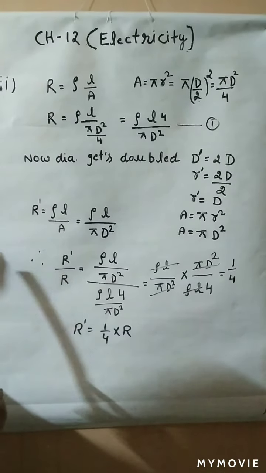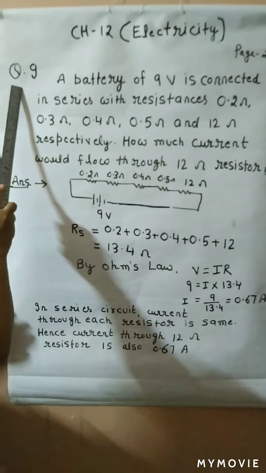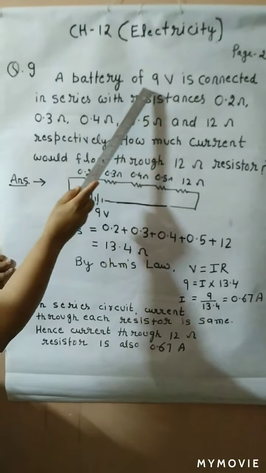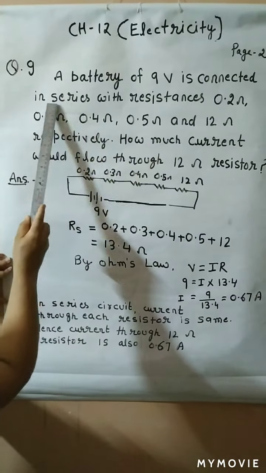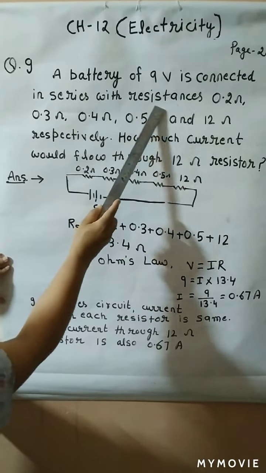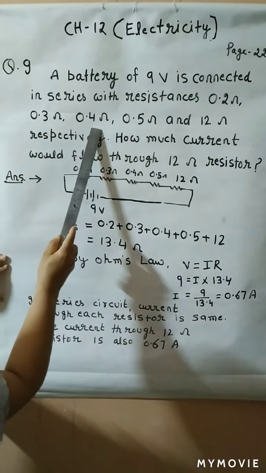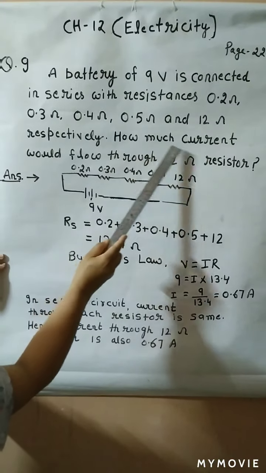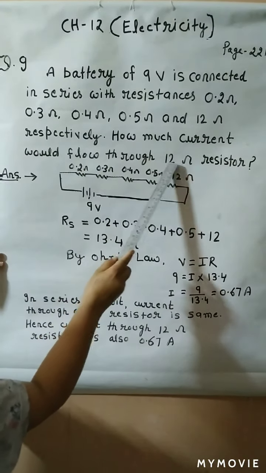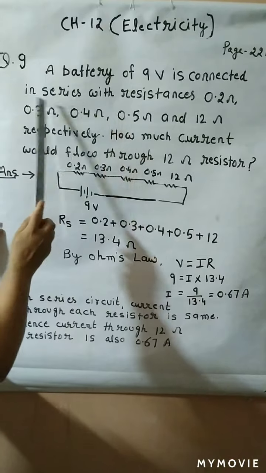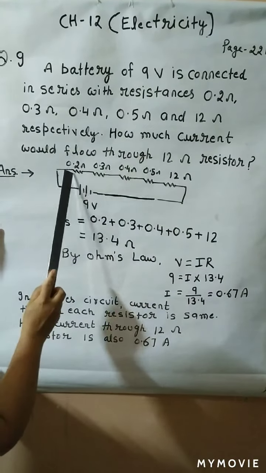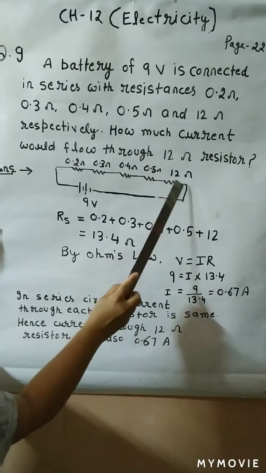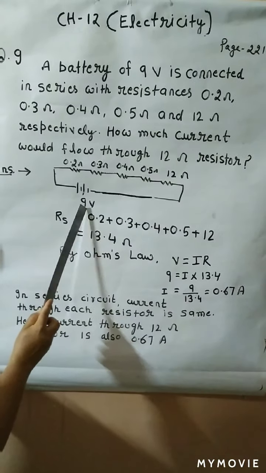Now let's do the next question. Now beta, this is the next question. Question number 9 on page 221. A battery of 9 volt is connected in series with resistances of 0.2 ohm, 0.3 ohm, 0.4 ohm, 0.5 ohm and 12 ohm respectively. How much current would flow through the 12 ohm resistor only? So how many resistors are given? Different resistors: 0.2, 0.3, 0.4, 0.5 and 12. And they are connected in series. And they are all connected to a battery of 9 volt.